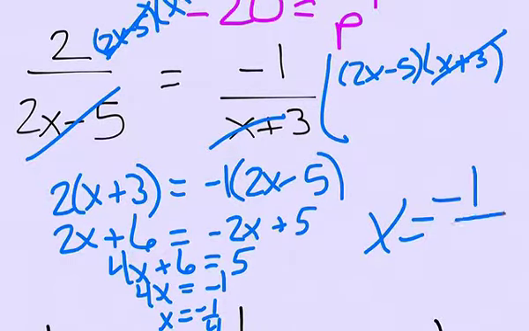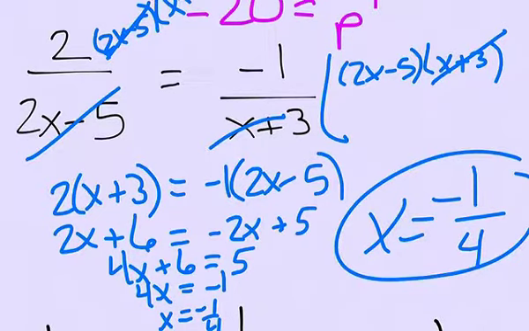So again, you could just do cross products. You could multiply by the common denominator. Either way definitely works.